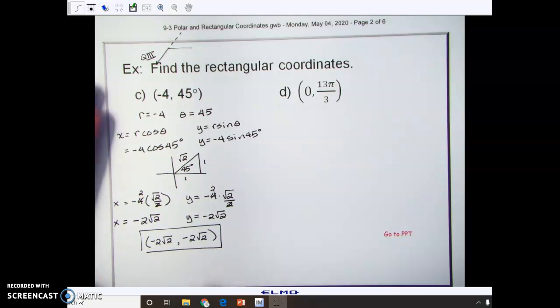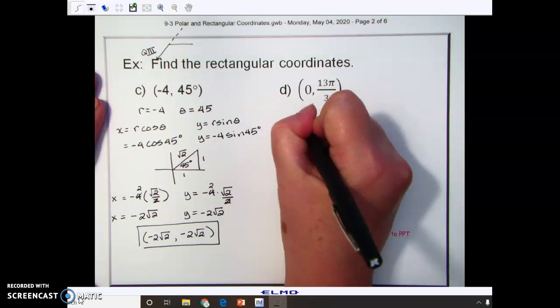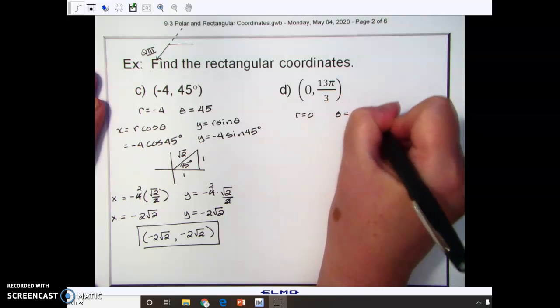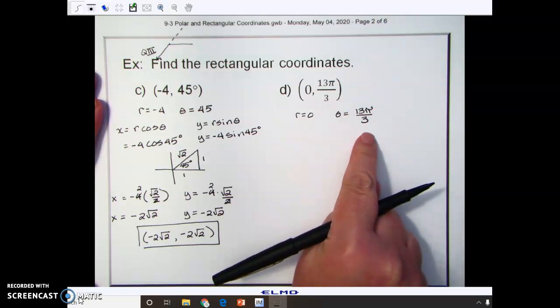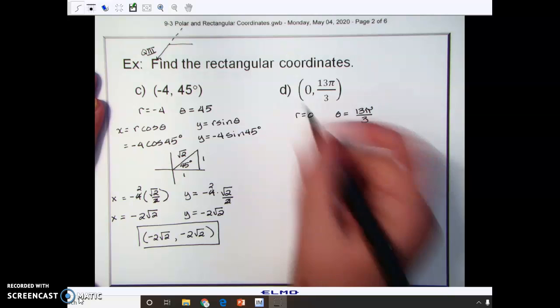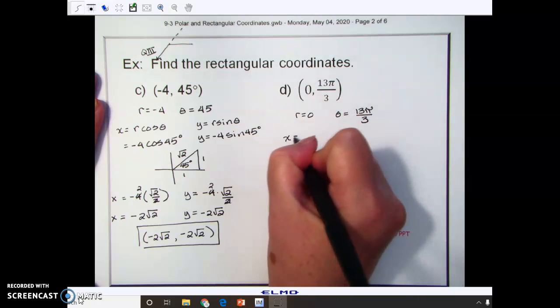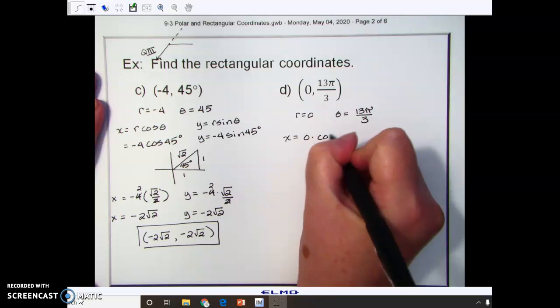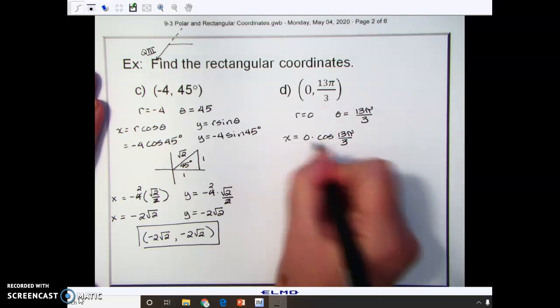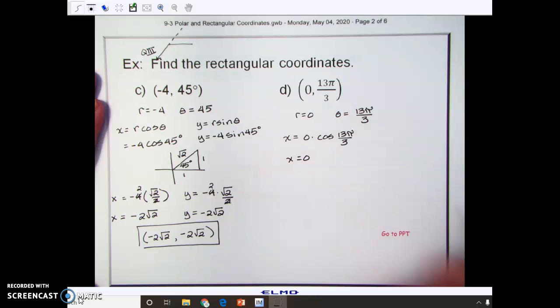All right, so taking a look at D, we have r is equal to 0, and we have theta is equal to 13 pi over 3. Now, before I do a bunch of work to figure out what that would be in terms of degrees, let's take a look at what would happen. So we get x is equal to r times the cosine of theta. And notice that 0 times anything is going to give me 0. So I saved myself a couple of steps.